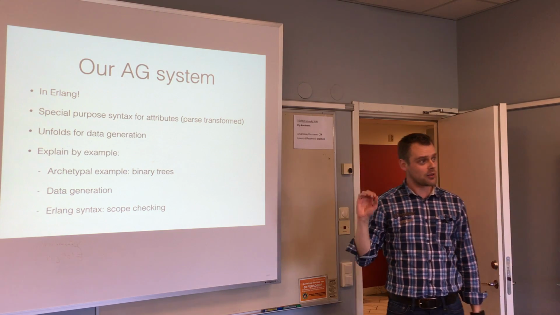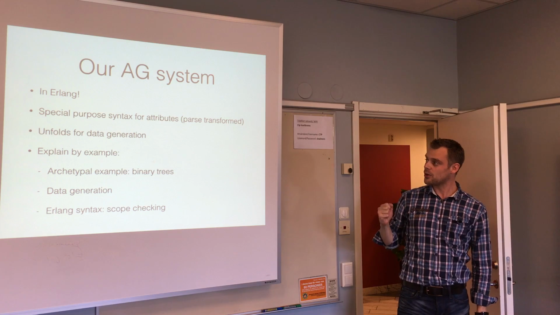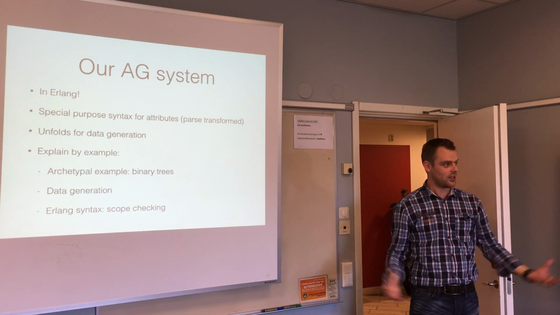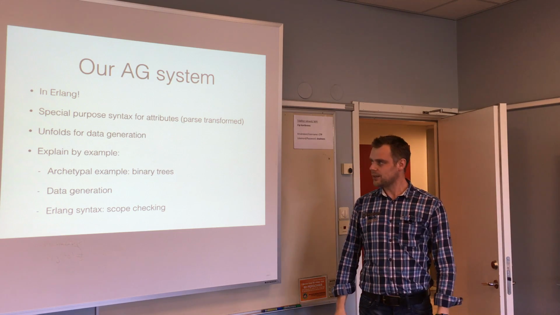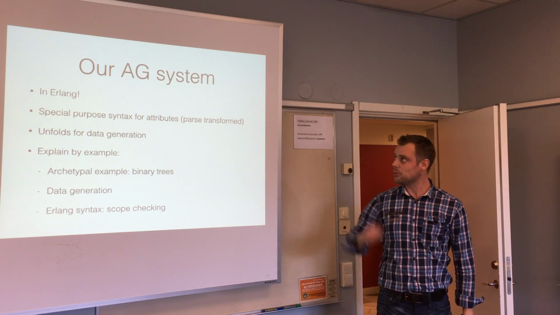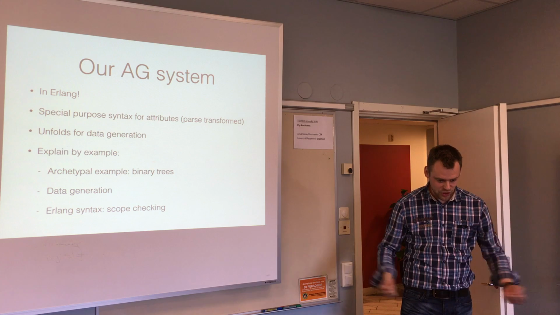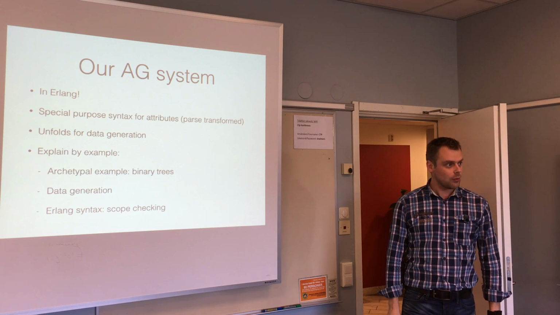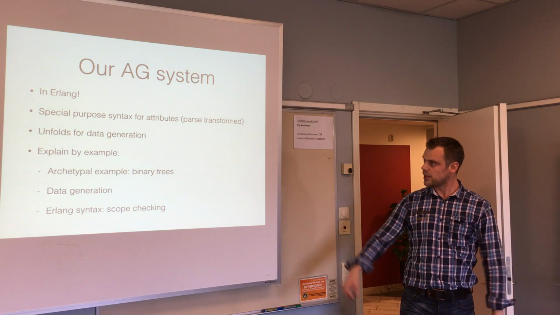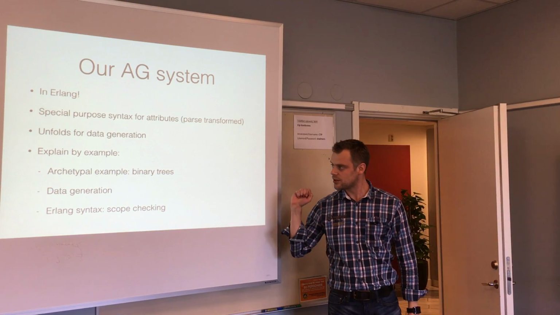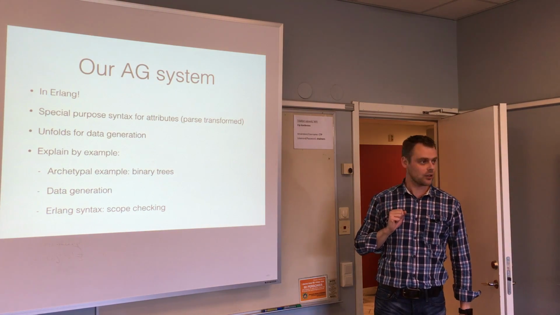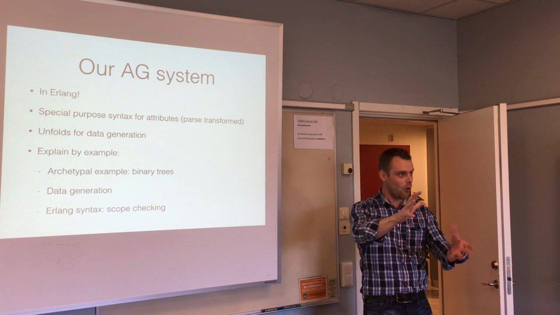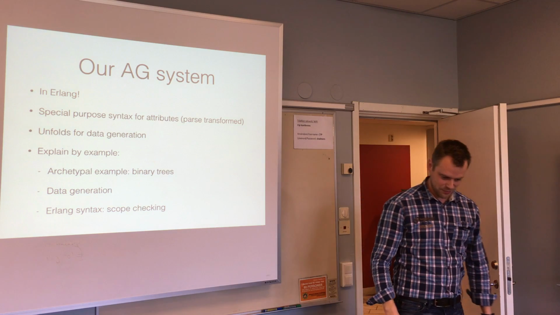And traditional attribute grammar systems support maps and folds, but our system also supports unfolds that we can use for generating data. So that was why we started out with implementing the attribute grammar system. We want to generate data. And so the rest of the talk, I will give you 3 examples. We start with binary trees, archetypal example, and then I'll show some data generation. And then we're going to do some scope checking for a small subset of the Erlang syntax.